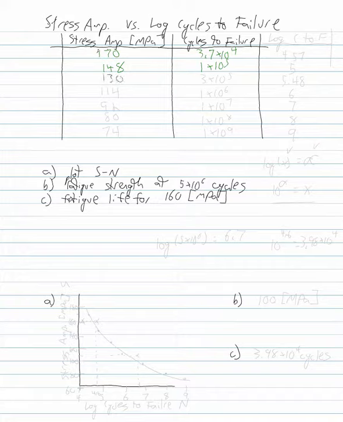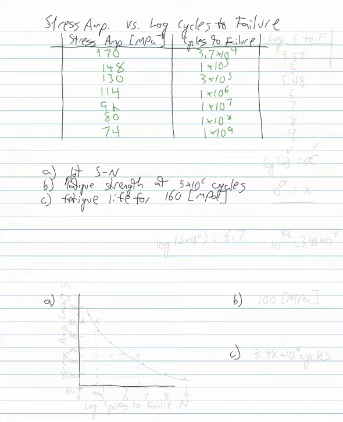For 130, it is 3 times 10 to the fifth. For 114, it is 1 times 10 to the sixth. For 92, it is 1 times 10 to the seventh. For 80, it is 1 times 10 to the eighth. And for 74, it is 1 times 10 to the ninth.